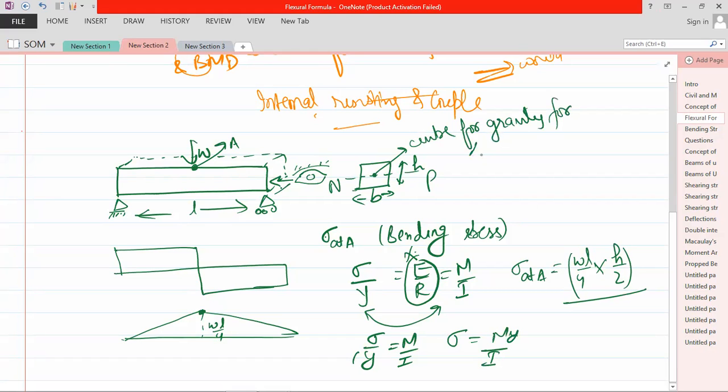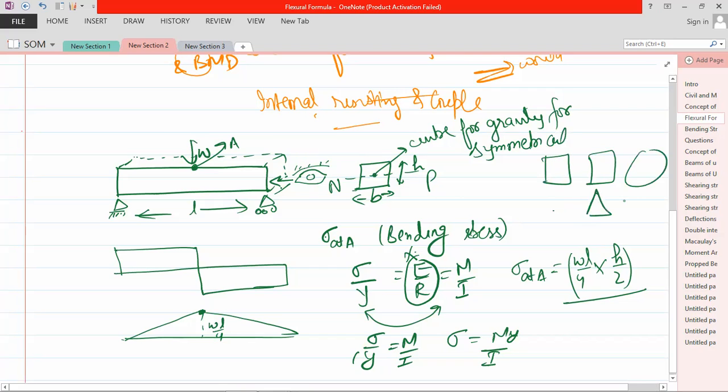For symmetrical sections. Symmetrical means normal, rectangle, square, circle, triangle. Everything is passing through the center of gravity. So the center of gravity for a rectangle is h by 2. So what is the I at the neutral plane? I is equal to b into h cube by 12. So I write b into h cube by 12.